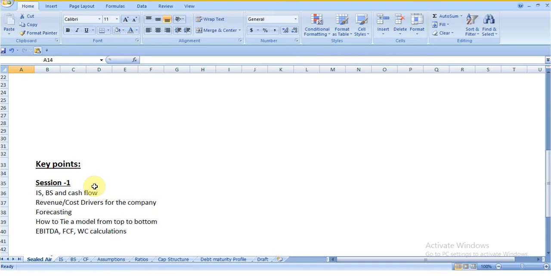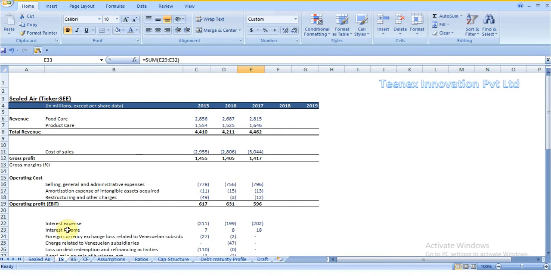Let's spend some time to understand what data we have. Here in the income statement, the profit and loss account of the company, we have data from 2015 till 2017. This is the last 3 years of data we already have. All this data is available in USD million. At the end of 2017, the company generated 4,462 million of revenue, or I can say 4.5 billion of revenue.